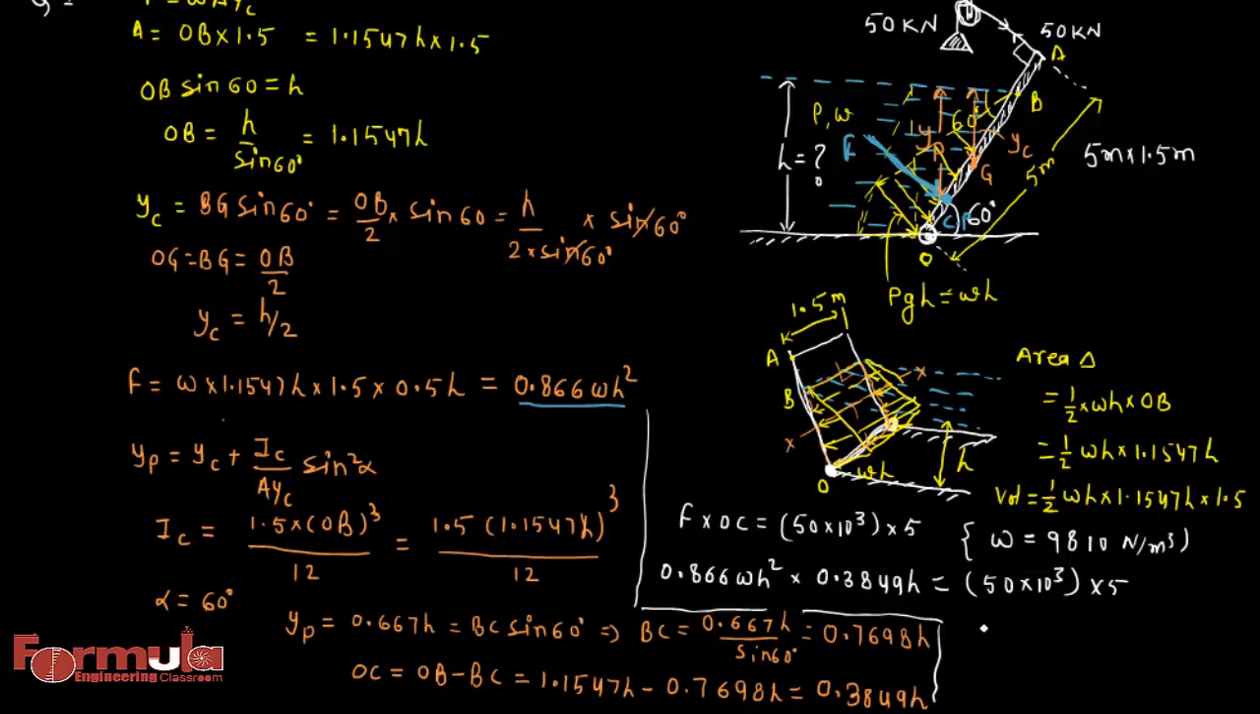So let me calculate this value of H here. So H will be equal to, just a minute, okay, so this is 4.239 meter. This is the height of water.